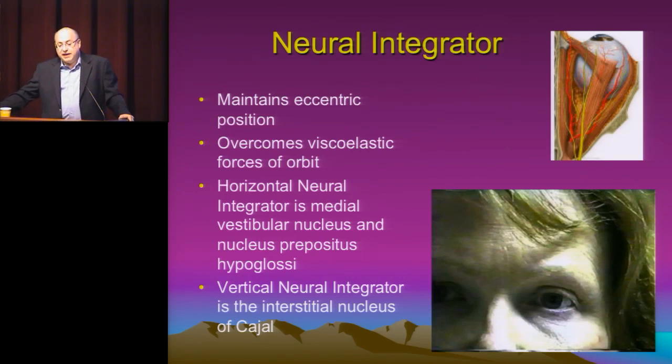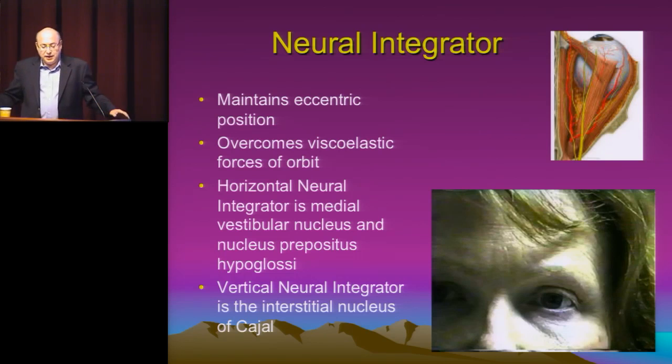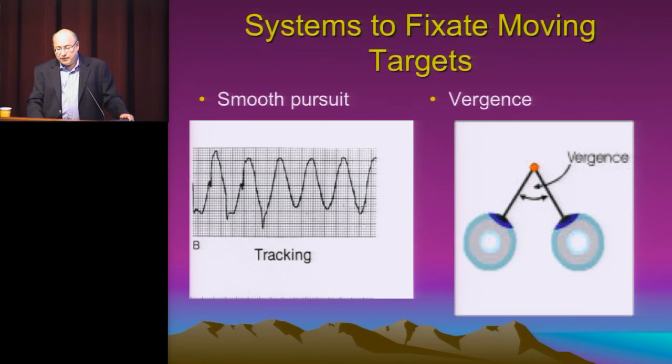Neural integrator maintains eccentric position. So if we want to look off to the side, we need to maintain our eye to the side by overcoming viscoelastic forces of the orbit, which tend to bring the eye back to the center. The horizontal neural integrator is the medial vestibular nucleus and the nucleus prepositus hypoglossi, which is in the lower brainstem. The vertical neural integrator, if we want to keep our eyes up or down, is the interstitial nucleus of Cajal.